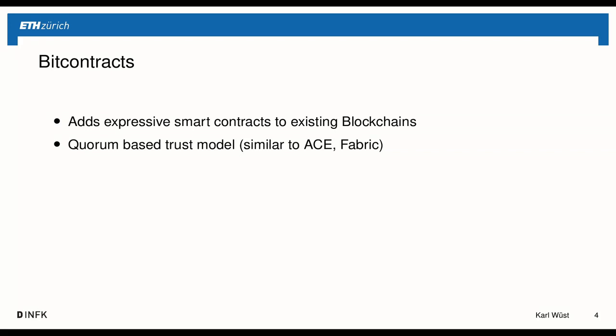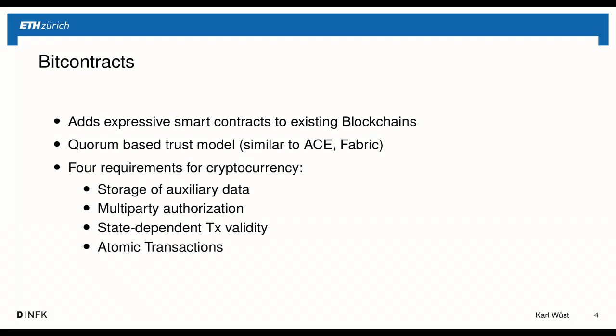If we want to run Bitcontracts on top of an existing blockchain, this blockchain only has to provide 4 simple primitives that are present in most legacy cryptocurrencies. The first property that this underlying blockchain needs to provide is storage of auxiliary data, which is pretty straightforward.